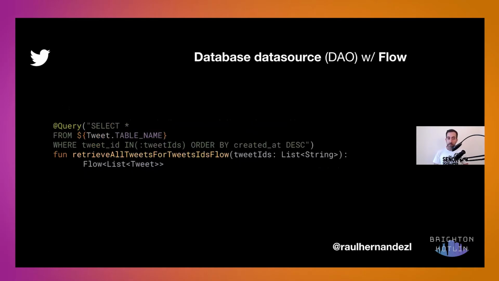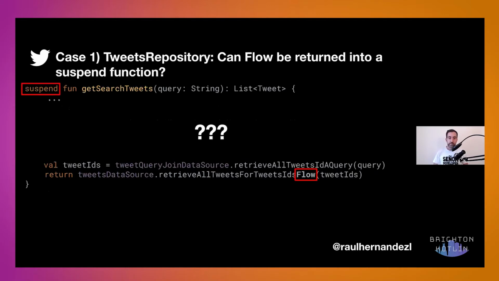Then the functionality is going to return a flow that is a list of tweets, passing as an input a list of IDs, which are strings. Right, and now we have different possibilities. If we think about what we need, let's say we have this suspend function, and inside I have a functionality returning a flow. Is that even possible? Can I return a flow inside a suspend function?